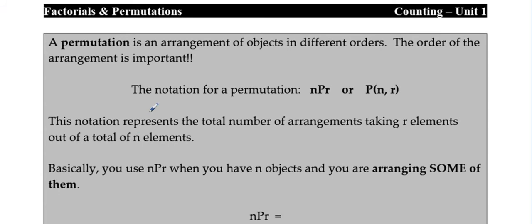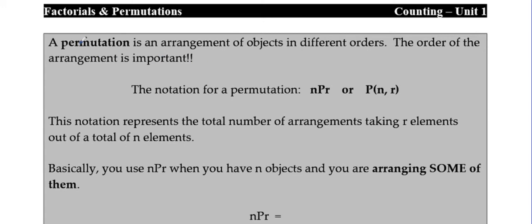Now, a permutation is an arrangement of objects in different orders, and the order of the arrangement is important. So the factorial example that we just went through is a type of permutation because we are arranging objects and the order of the arrangement is important. So how people line up, the order that you line up, is important. So a factorial is a type of permutation.